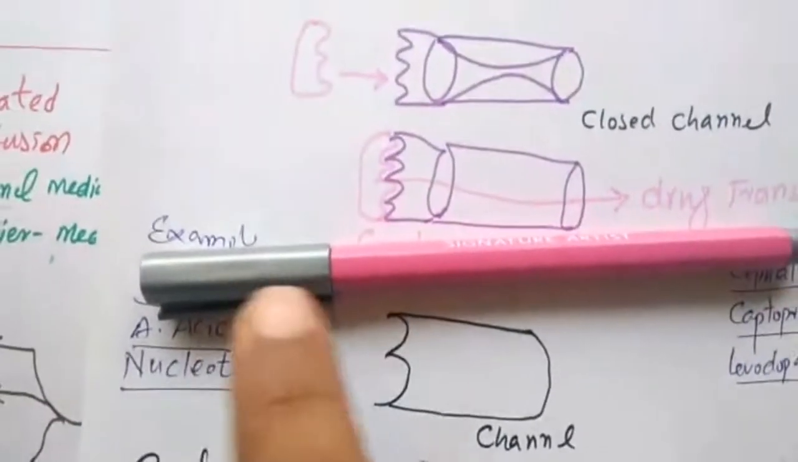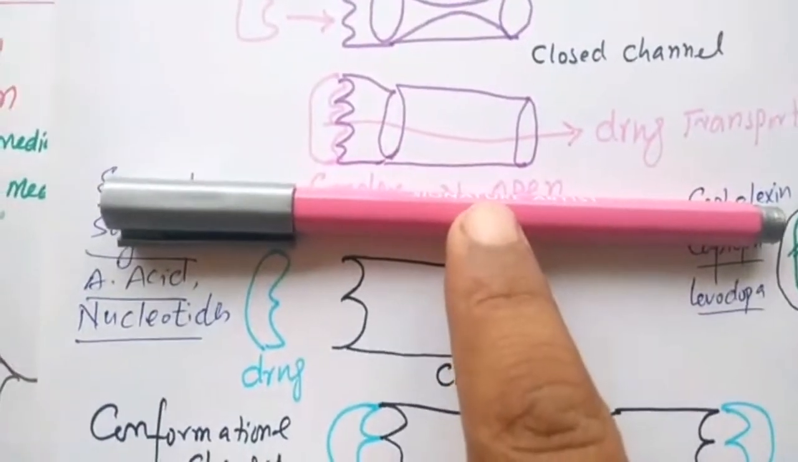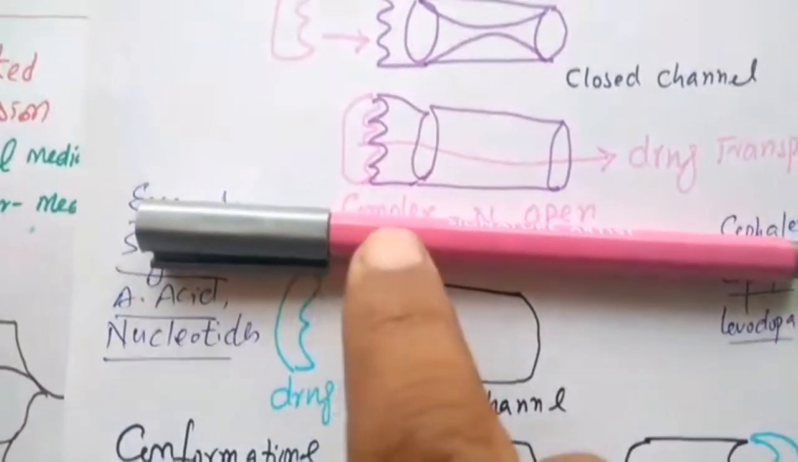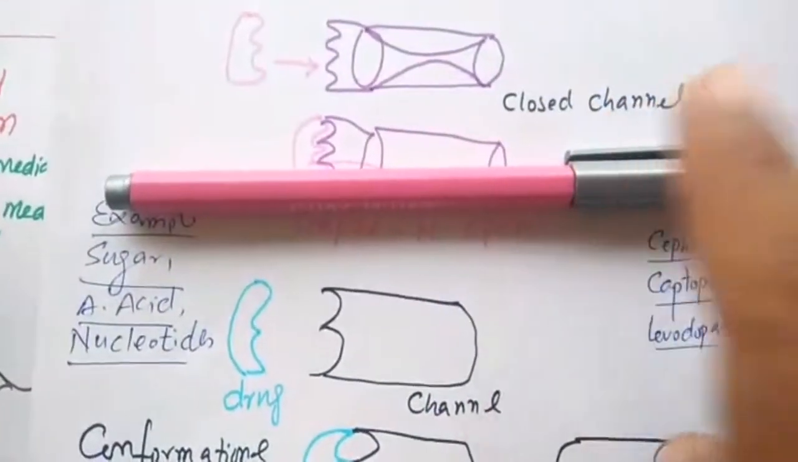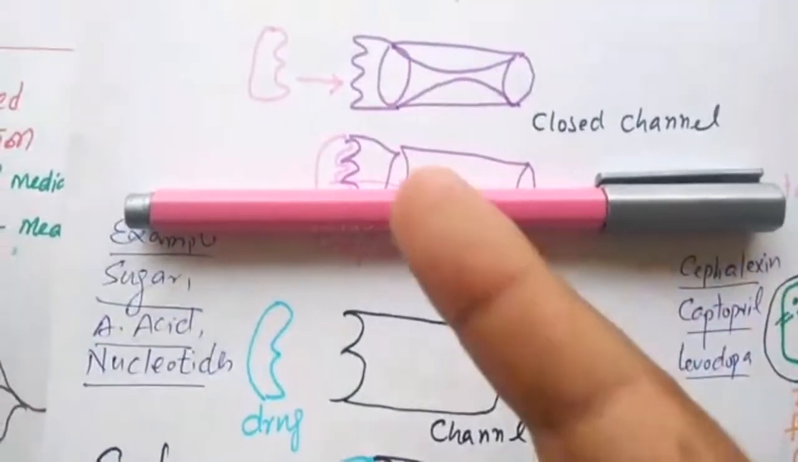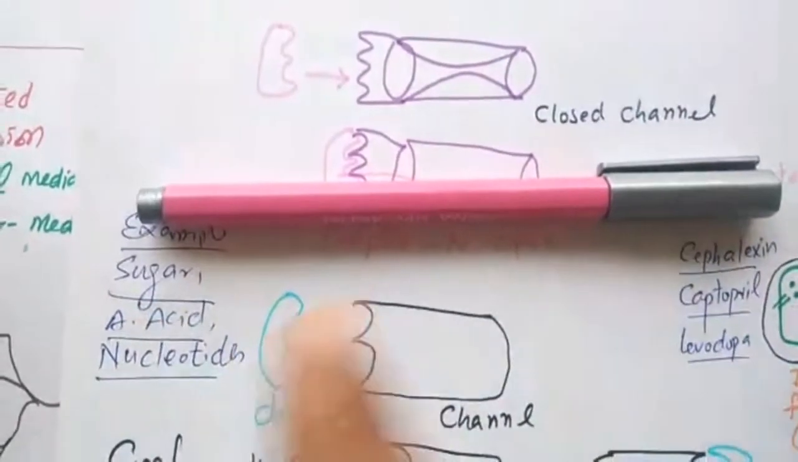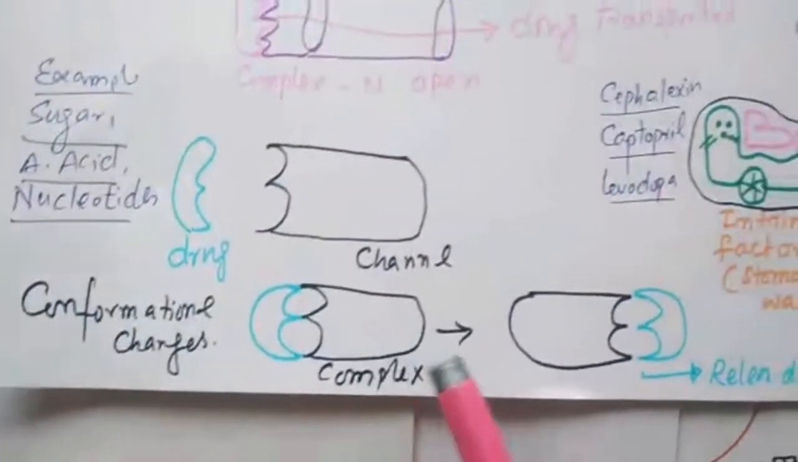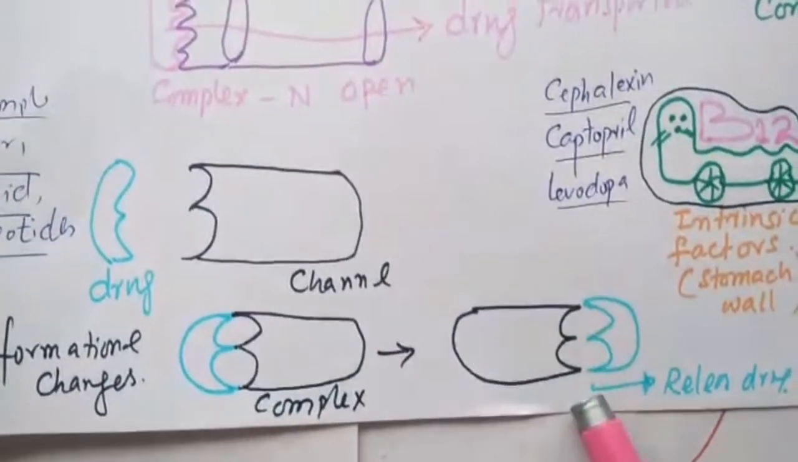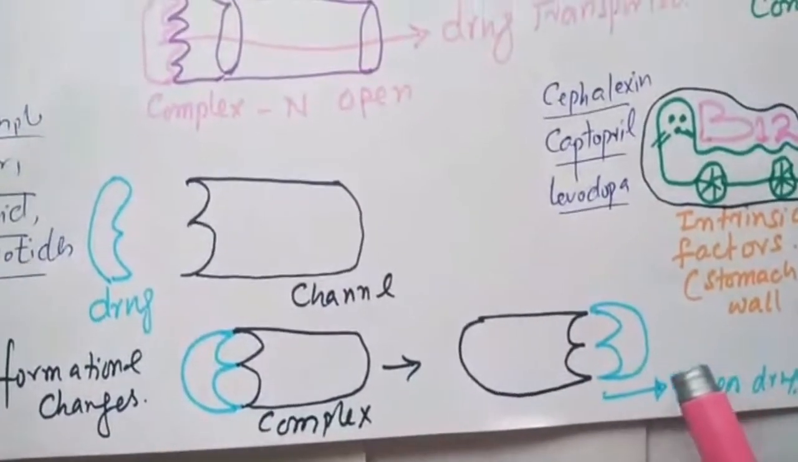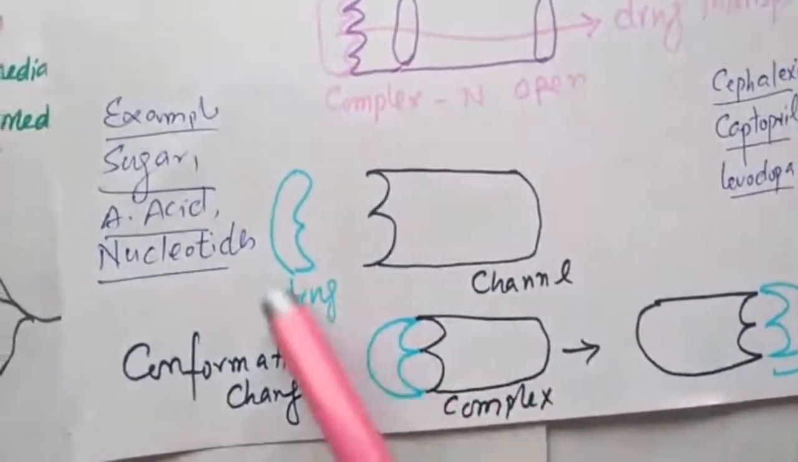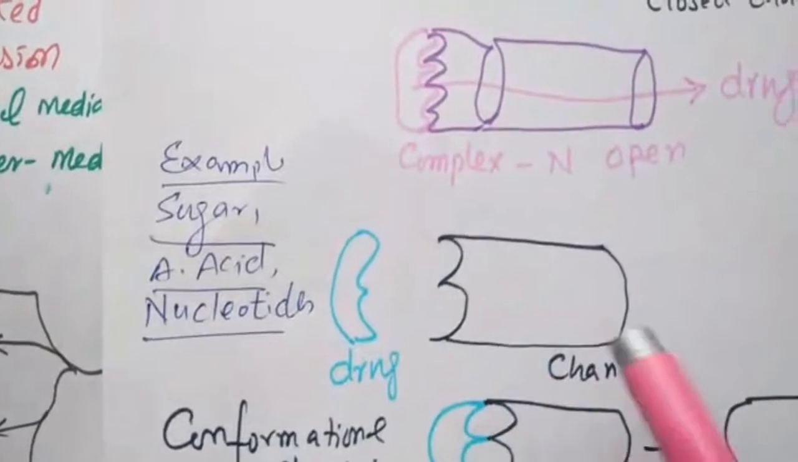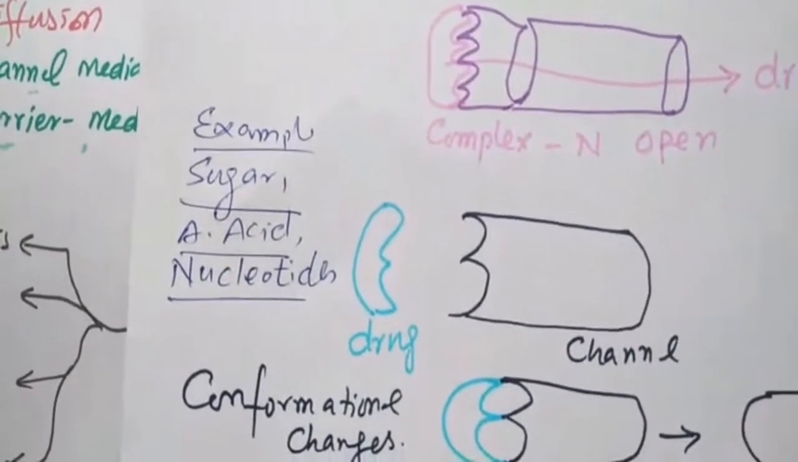Look here, this is the drug and this is the channel. Once the drug-channel complex is formed, there are conformational changes, and now the drug is on this side of the biological membrane, and the protein is on this side. This is known as conformational change. After the conformational change, the drug is released on the other side of the biological membrane, and the protein restores its shape. This mechanism is also possible. Other substances acting through this mechanism are sugars, amino acids, and nucleotides.